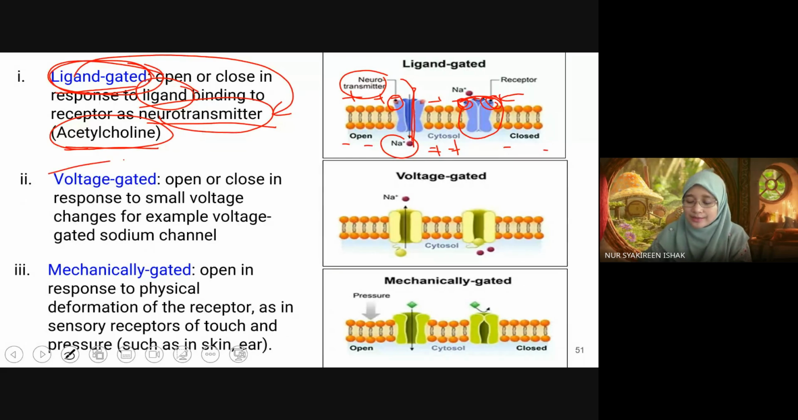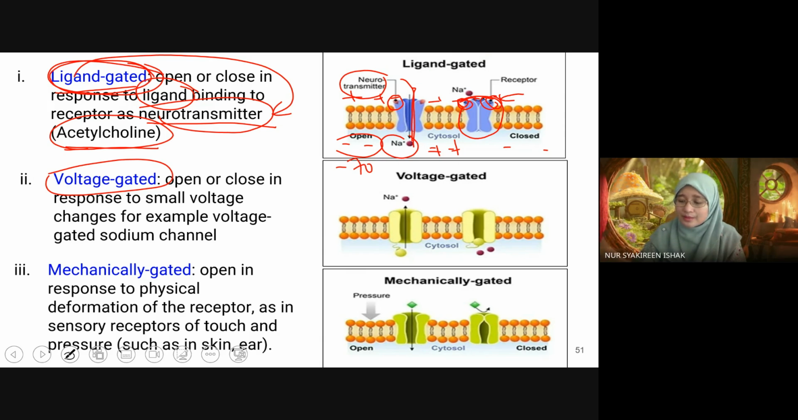Okay, so next is the voltage gated channel. What causes the channel to open is the change in voltage of the membrane. As I said before, the cell will be negatively charged. For example, if I'm not mistaken, the cell at resting state is negative 70 millivolts, not receiving any transmission of impulse.